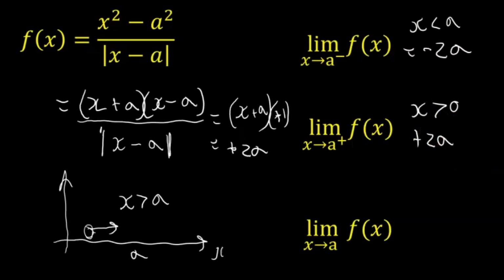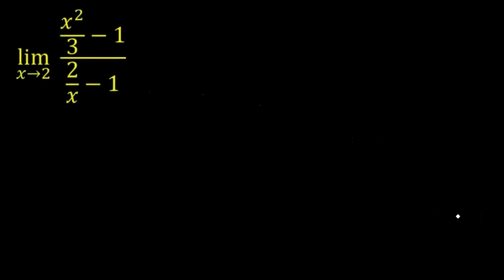Positive 2a. Okay, and now the overall limit as x goes to a doesn't exist, because the limit from the left-hand side is different from the limit from the positive side. So one's negative 2a, one's positive 2a, these aren't the same numbers. One's negative, one's positive, so does not exist. Sweet.